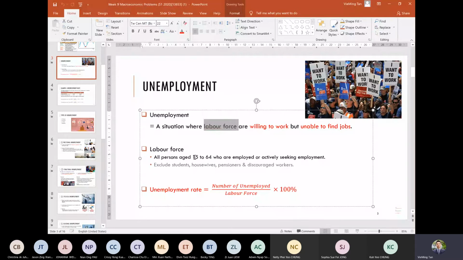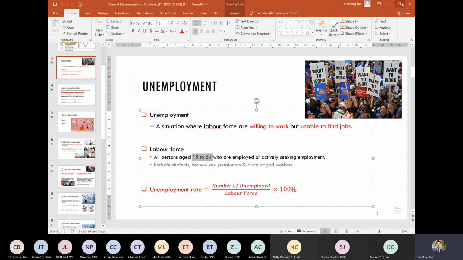Okay, the labor force must be between 15 to 64 years old, and actively looking for a job. Seeking a job means actively searching for a job, and must be categorized as 15 to 64 years old. Cannot be more than 64, cannot be less than 15 years old. Must be within this age range and actively searching for a job. So there are two criteria here. There are two things that need to be included in order to define the labor force.